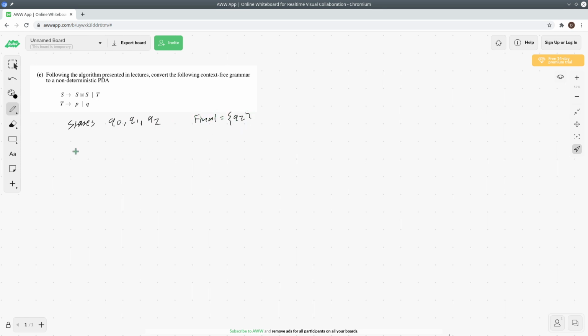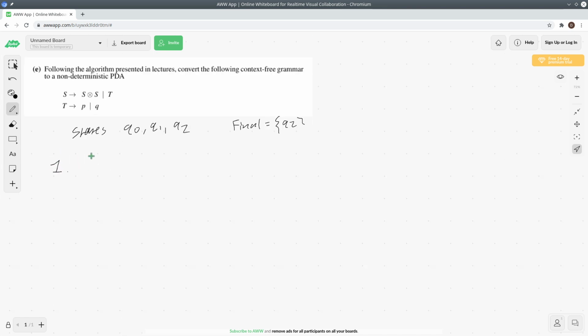Okay, here's how the algorithm works. So step 1 is to initialize. If I ignore the input and I see Z on the stack, I go to Q1 pushing SZ onto the stack. That's better, so that's the initialize step.